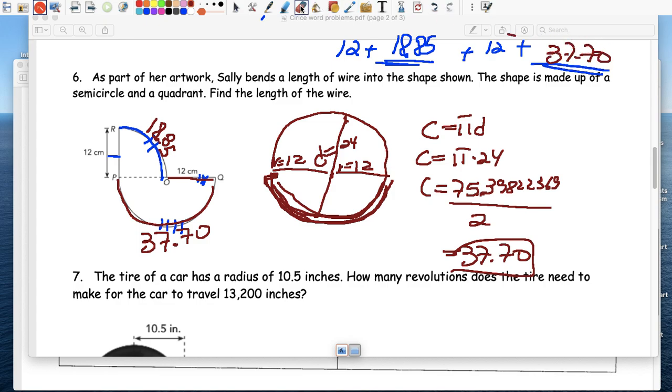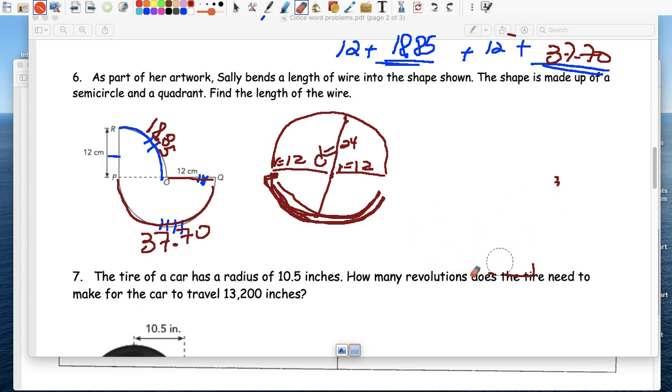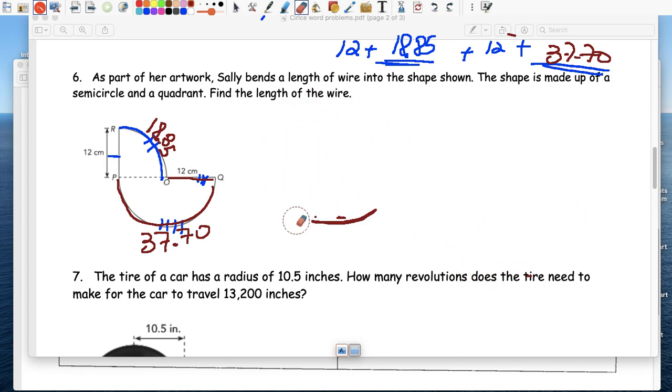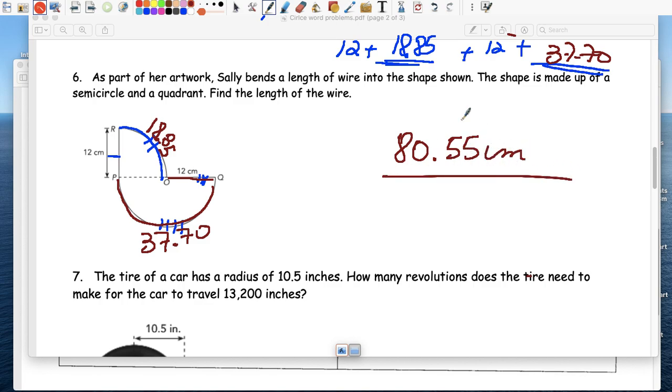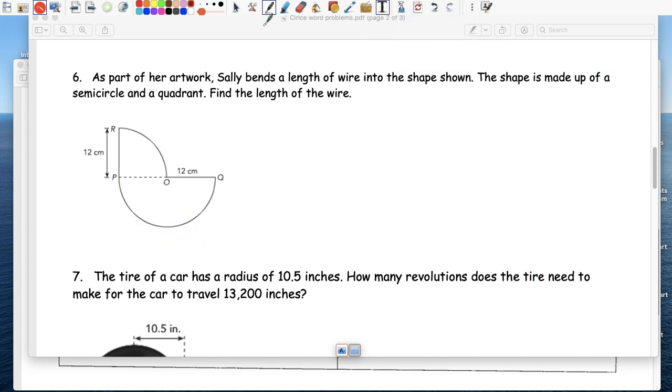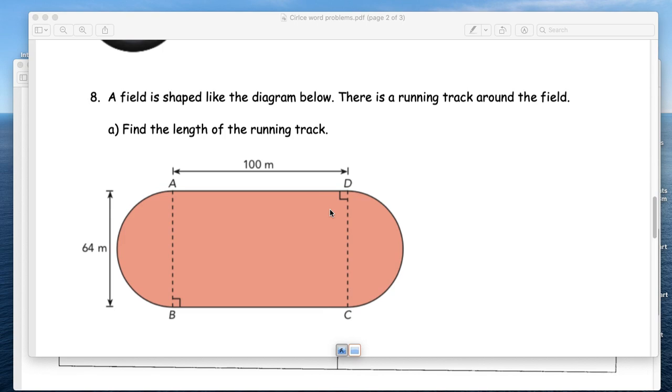Do I have all the parts necessary now to figure out the distance around this shape? Yeah, I do. So 12 plus 12 plus 18.85 plus 37.7 equals 80.55 centimeters. Again, a little bit of work, but who's afraid of a little bit of hard work?